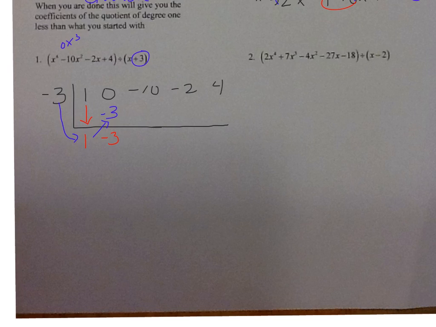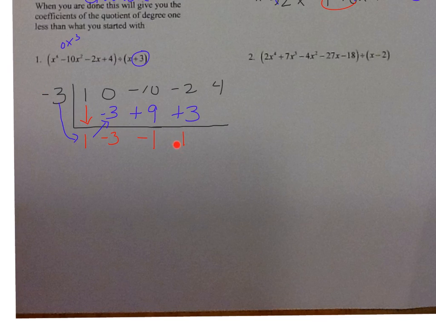Now I'm going to do the same thing again. I'm going to multiply negative 3 times negative 3, and I get positive 9. Now I add straight down. So negative 10 plus 9 is negative 1. Same thing. Negative 3 times negative 1 is positive 3. Add straight down. Negative 2 plus 3 is positive 1.